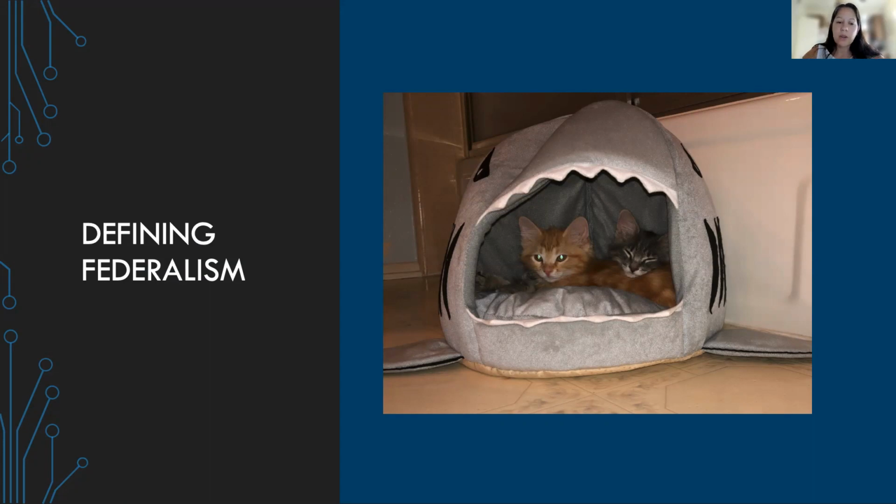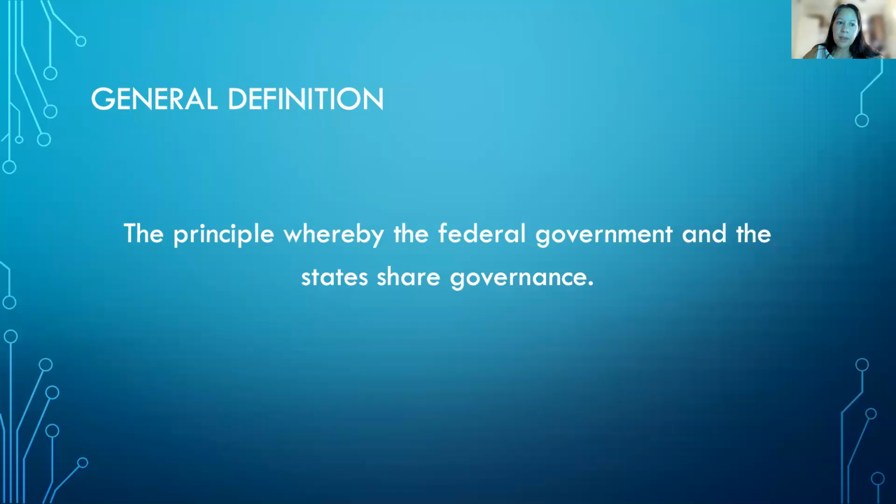But the general definition of federalism is the principle whereby the federal government and the states share governance. So it's pretty straightforward. They rule together. And they rule in different ways, but there are different types of federalism, which I'll get into in a second.